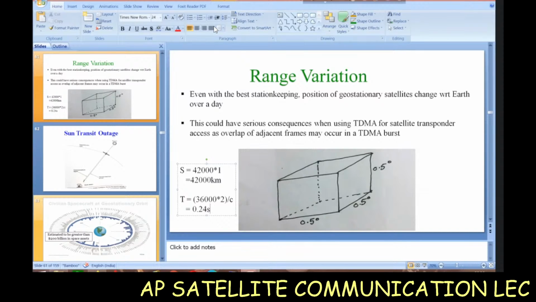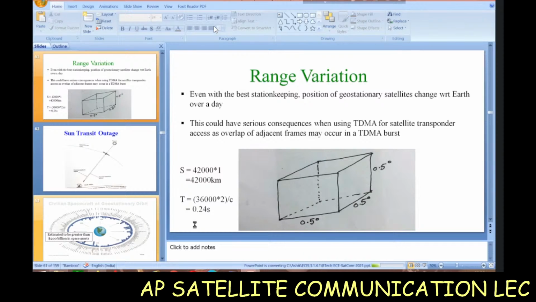Is this calculation right? Is it correct? Yes, sir. Because there's 42,000 into 2 into 1,000, because you are converting this to meters per second, by 3, and then there will be 10 to the power 8, right? So it will be like 0.24 or 0.28 seconds.